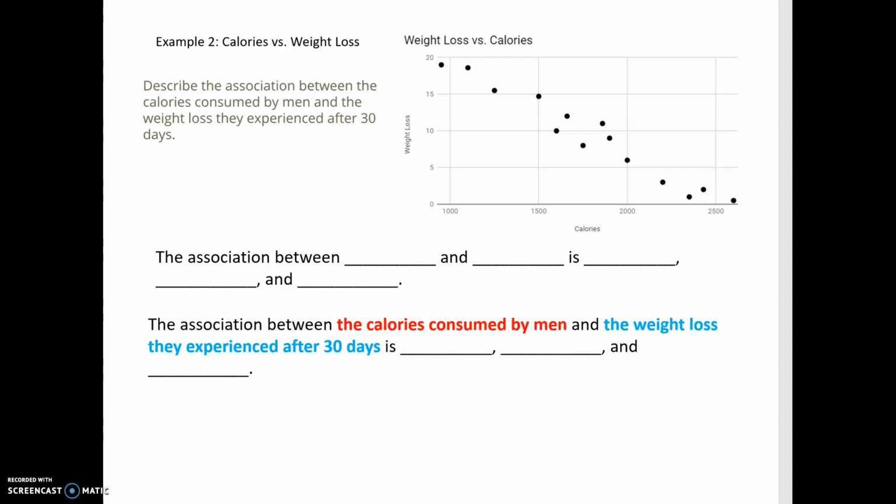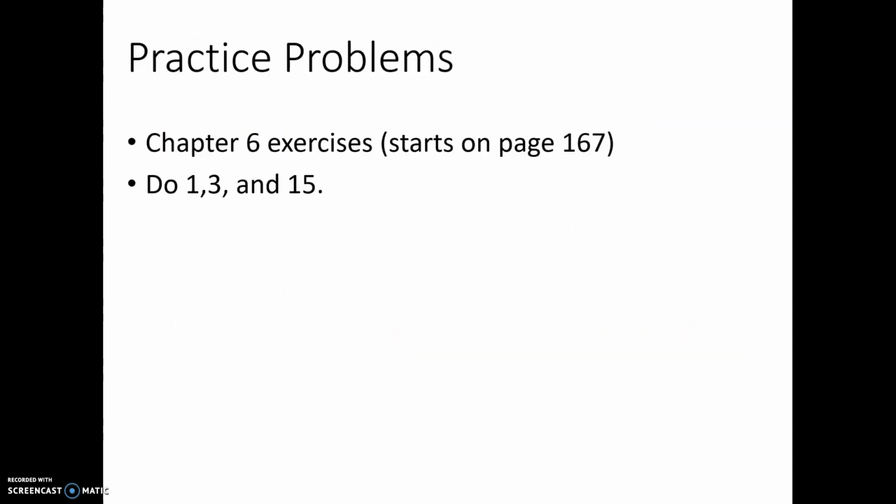So here's how we would finish. Boom, strong, linear, negative. The association between the one variable in context and the other variable in context is strength, form, and direction. Strong, linear, and negative. All right, so that's all we got for these notes.